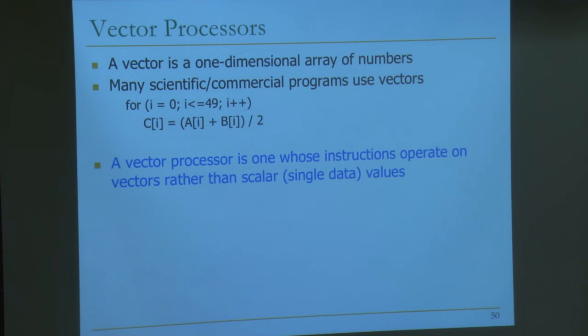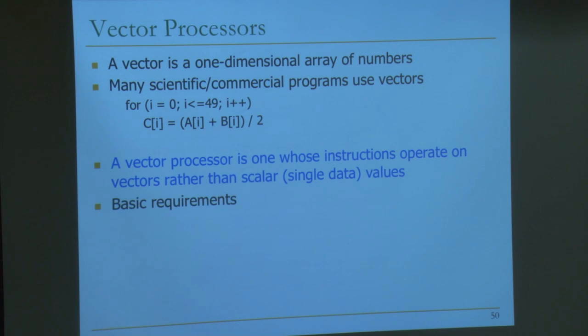So what is a vector? A vector is really a one-dimensional array of numbers, right? You've all programmed with vectors probably. And many scientific and commercial programs use vectors. And this is my cooked up example of, I guess, averaging two arrays in this case, or vectors. And a vector processor is one whose instructions operate on vectors rather than scalar, single data values. You operate on multiple data values.